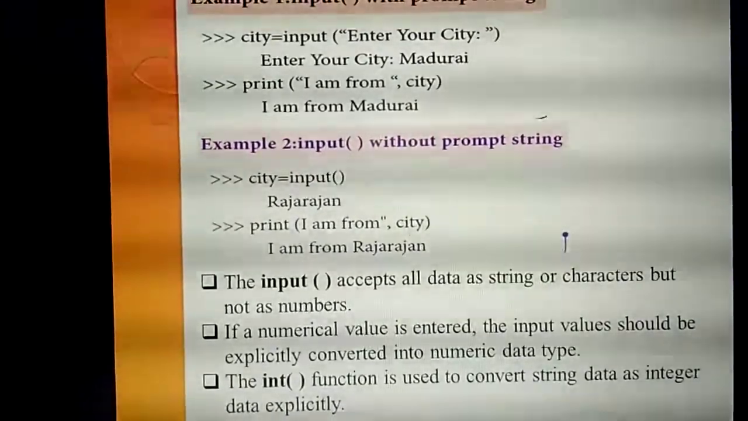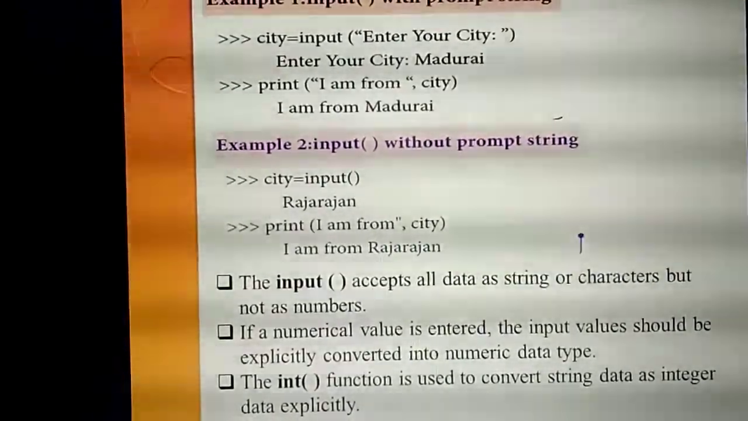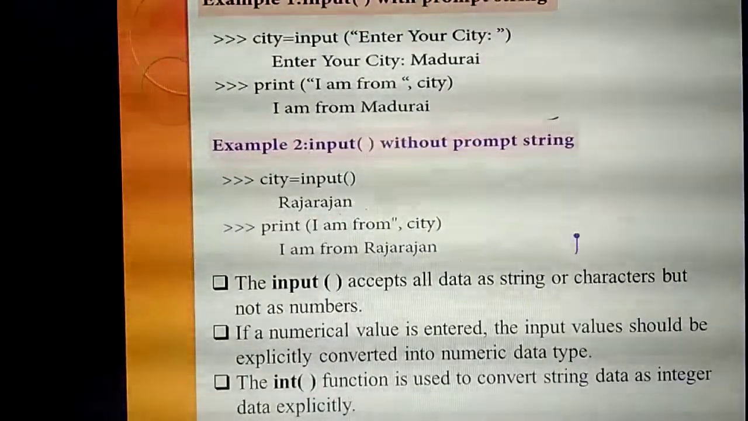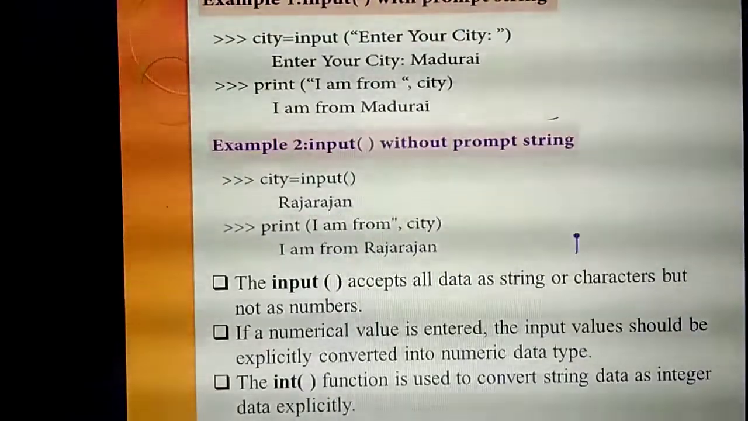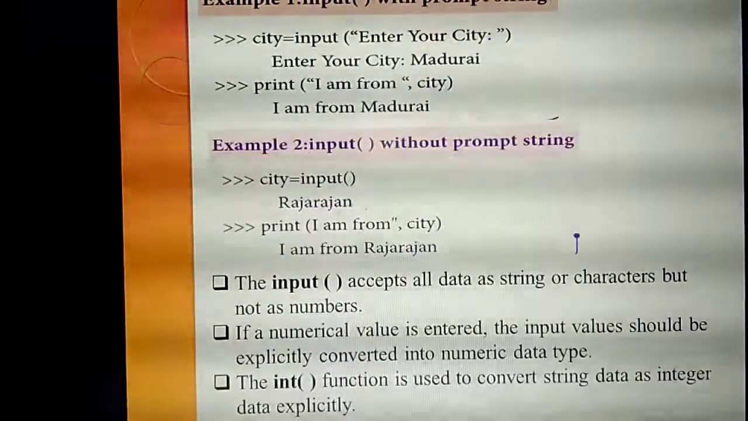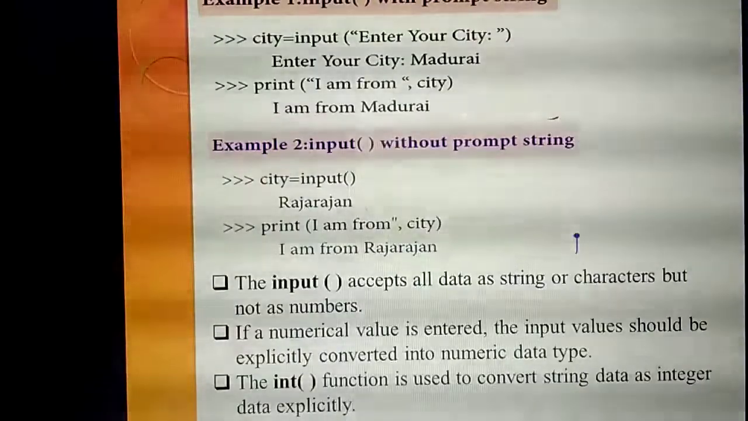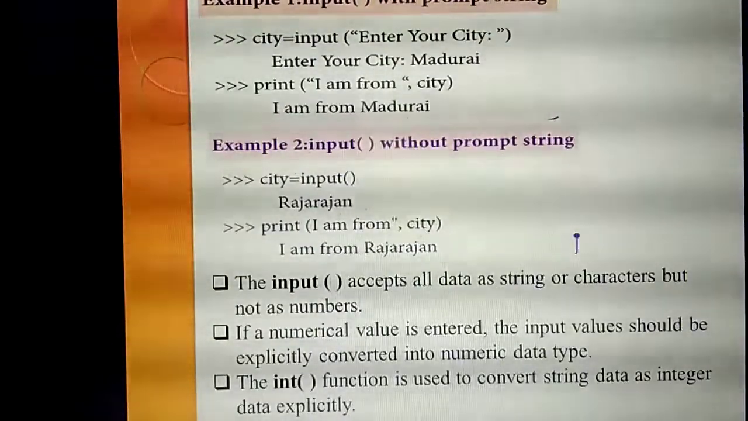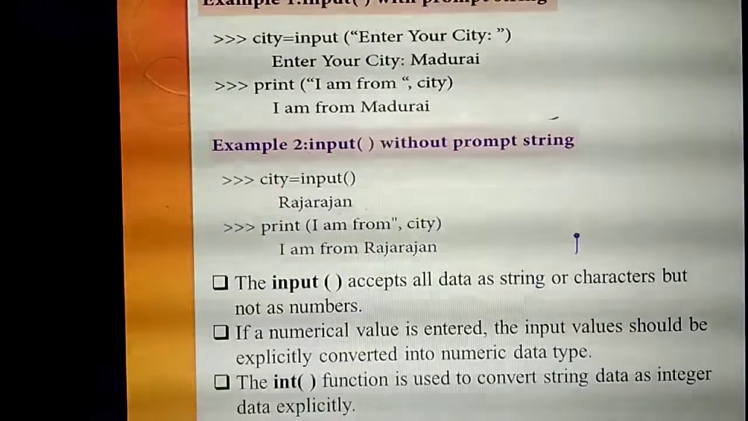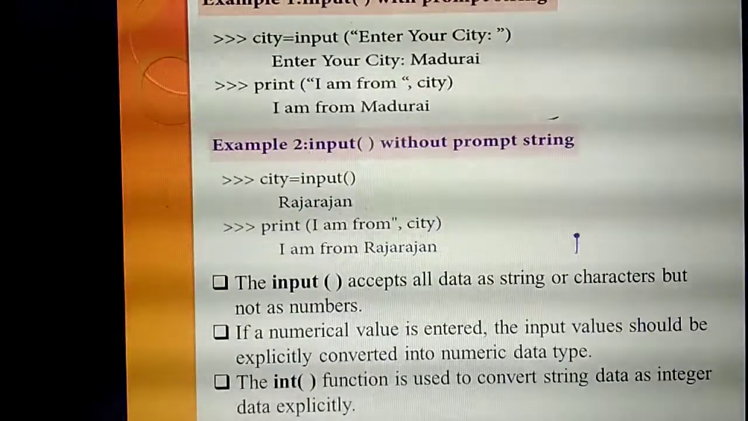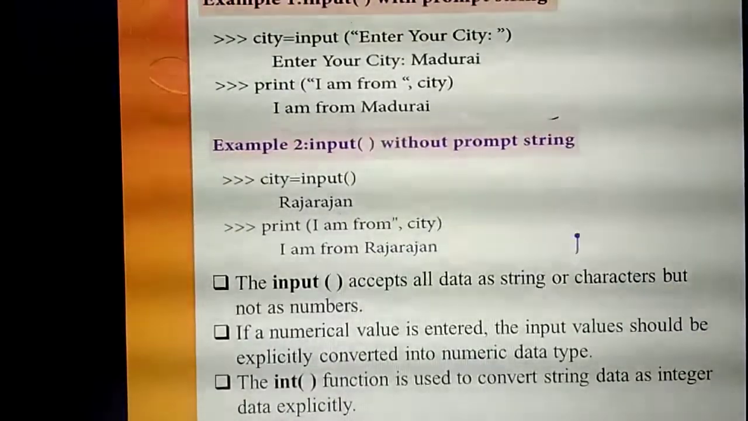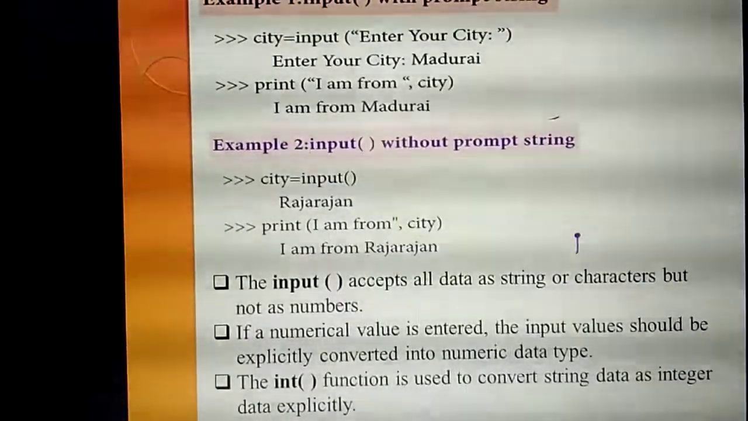It will accept all the data as a string or characters. What do you mean by string? Already I said, string means it may be a paragraph or a sentence. But it will not accept numbers. You need to give input in the form of a string, word, sentence, or symbol characters like A or B, not as numbers. If you enter numerical values, you need to convert that into a numeric data type. What's the numeric data type? Already you have studied.